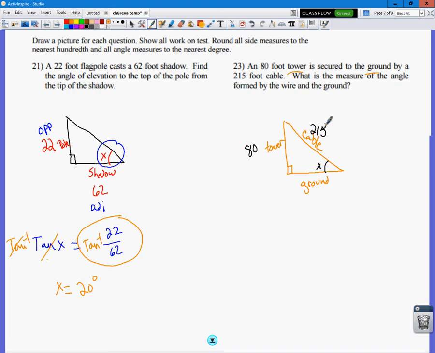80 is opposite, the 215 is the hypotenuse. Opposite and hypotenuse is a sine function, so the sine of x is equal to 80 over 215. To get x by itself, we use its inverse. This is what we're going to key into our calculator, and we should find out that x is 22 degrees. In other words, the cable is making a 22 degree angle with the ground.